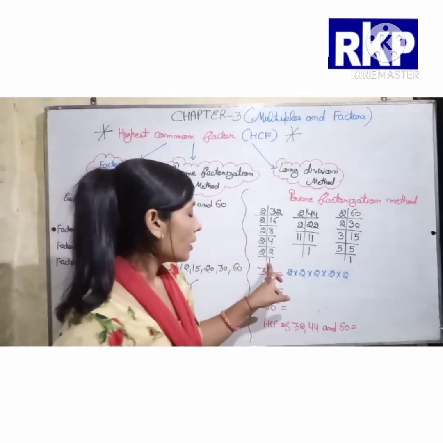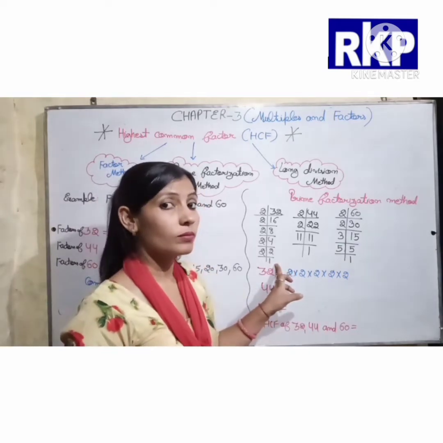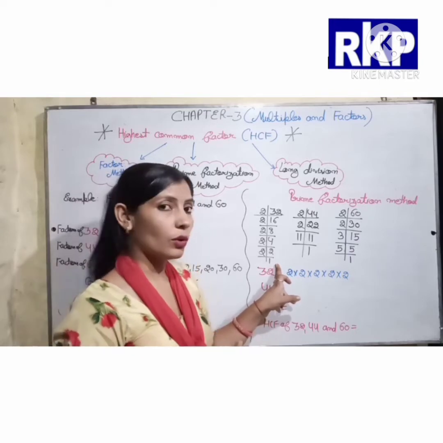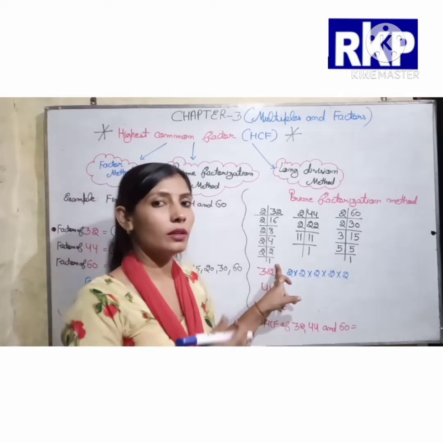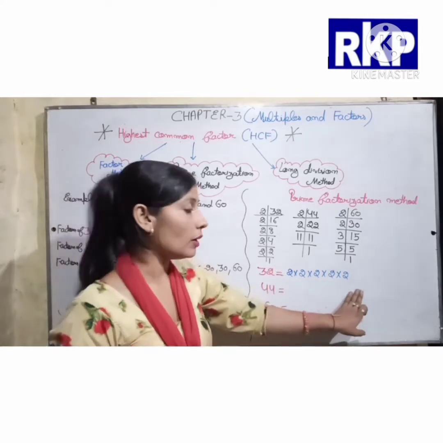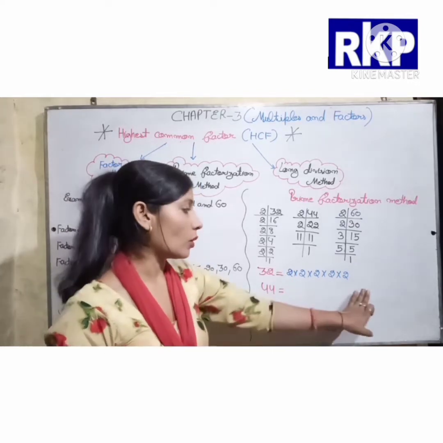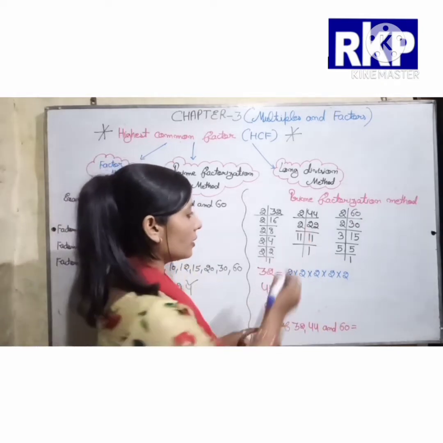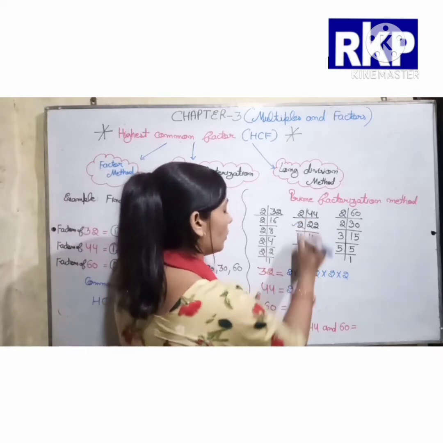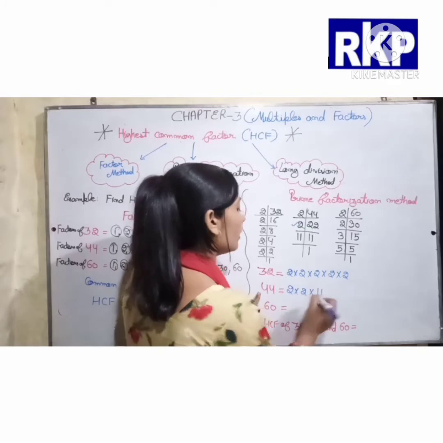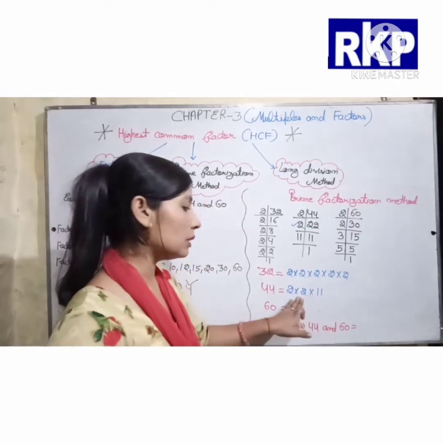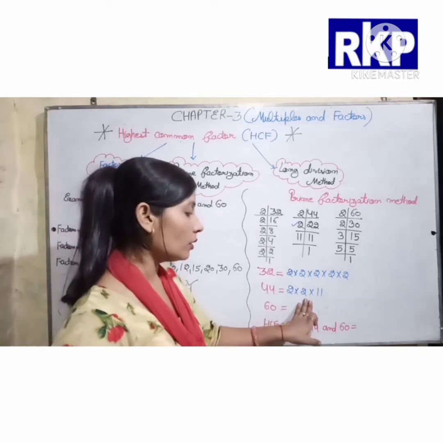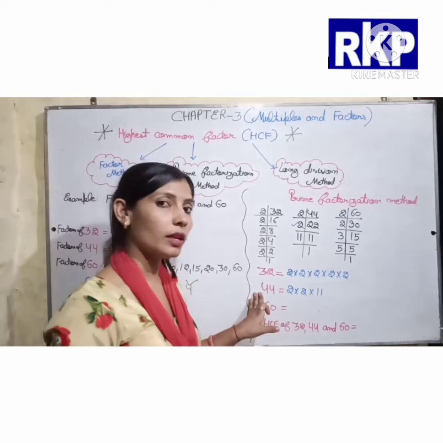Can we write 1 also? No beta, because 1 is not a prime number. We know 1 is neither prime nor composite, so here we cannot write 1. Now we have to write here 2 multiply 2 multiply 11, and if we find the product of these then we get 44. 2 2s are 4 and 4 multiply with 11 will give us 44.